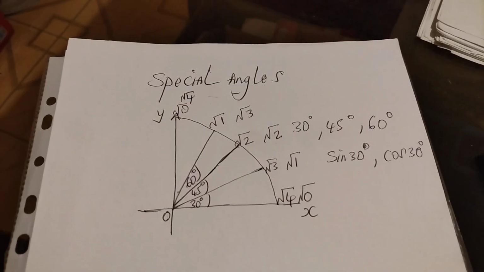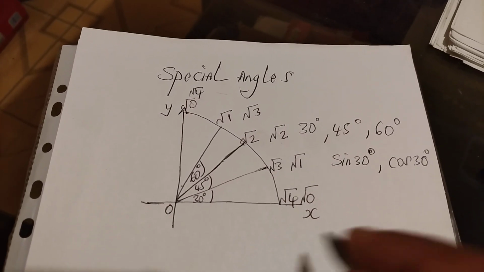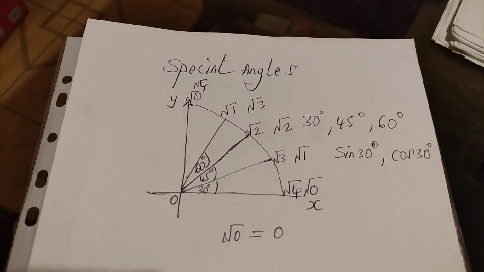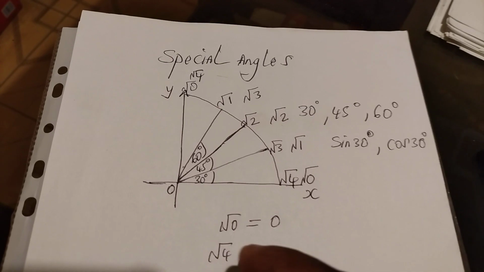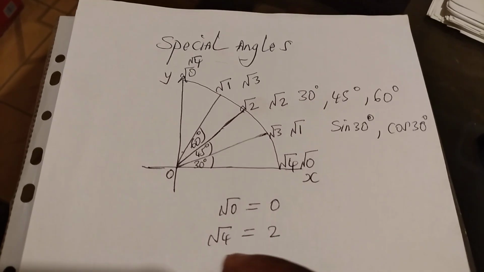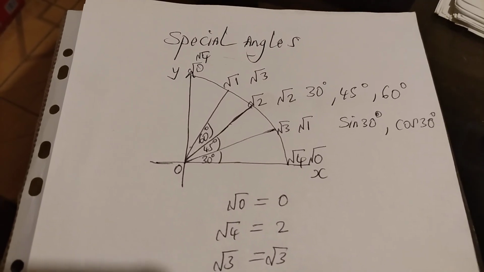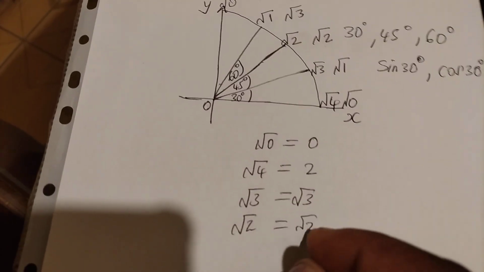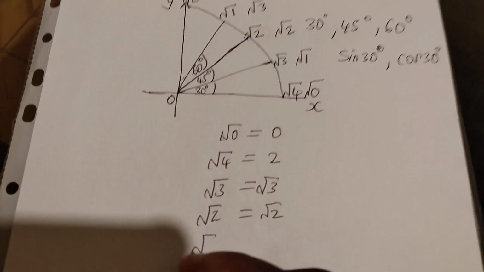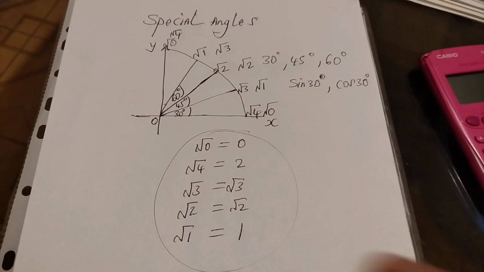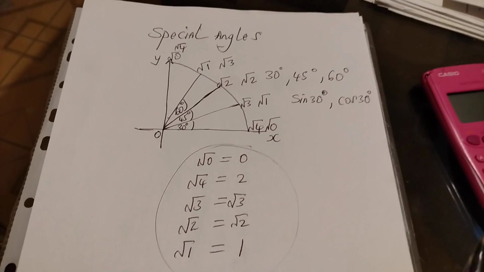What we should understand mathematically is that if I resolve a few of them, root 0, for example, will give us 0, and then root 4, for example, will give us 2, and then root 3 will give us exactly root 3, and then root 2 will give us root 2, right? Root 1 will give us 1. So just to tackle a few, please ensure that you do have an understanding of this. That's basically how you resolve this.